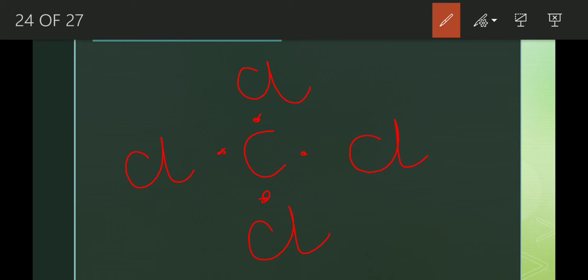And what is the electronic configuration of chlorine? 2, 8, 7. That means 7 electrons are present in the valence shell. 1, 2, 3, 4, 5, 6 and 7. Again 1, 2, 3, 4, 5, 6, 7. We have to write all these in a similar manner, containing 7 electrons in the valence shell in the case of chlorine. Right. Now what will happen? See, each chlorine atom requires 1 electron to complete the octet. Clear? Because 7 plus 1 is 8.